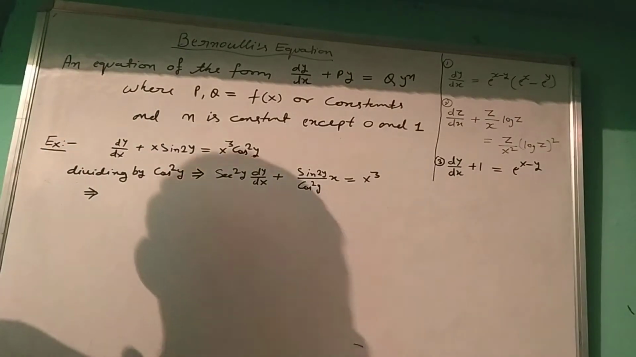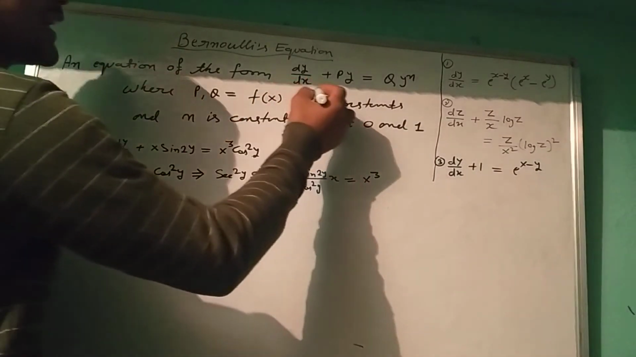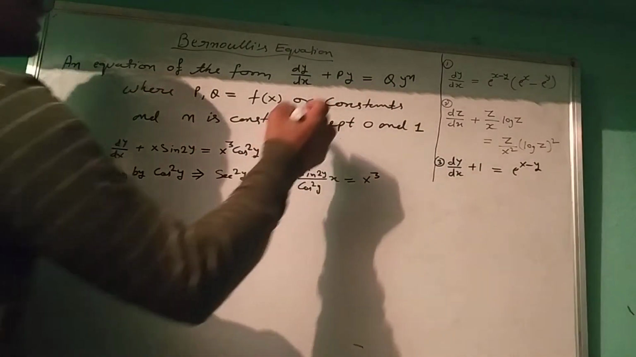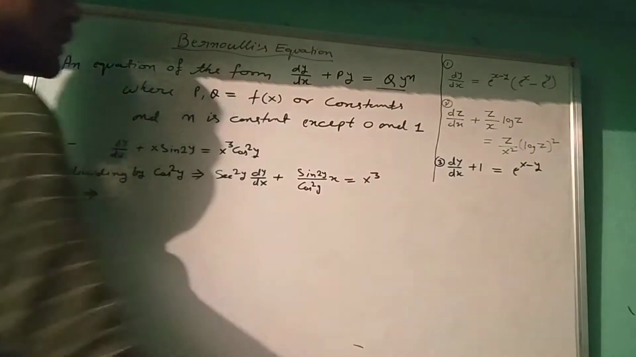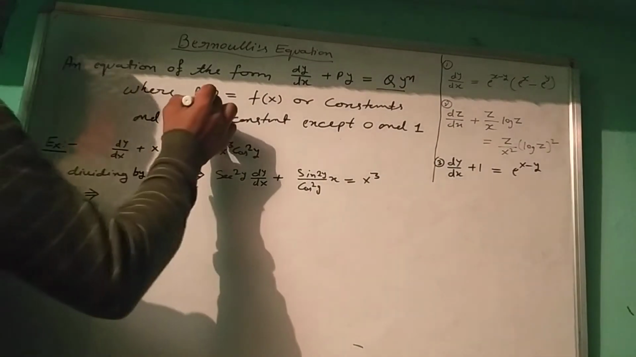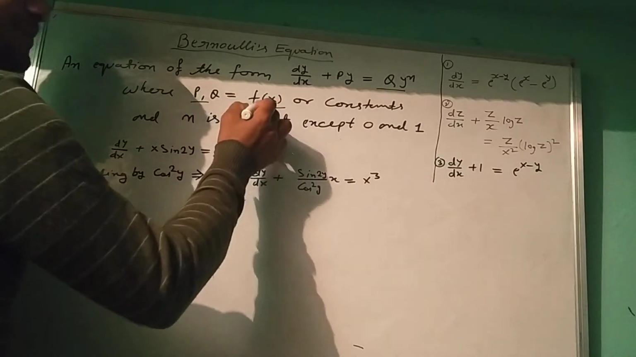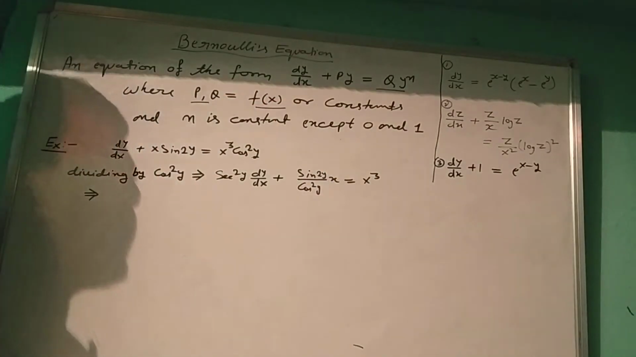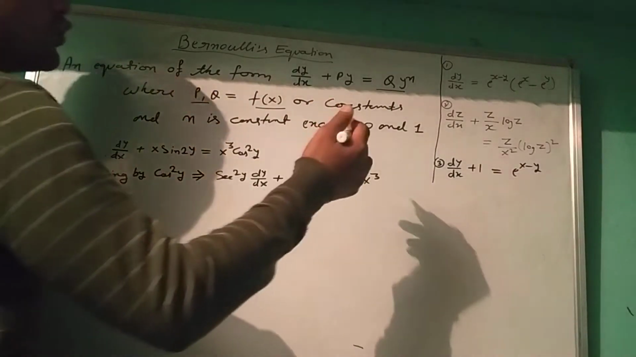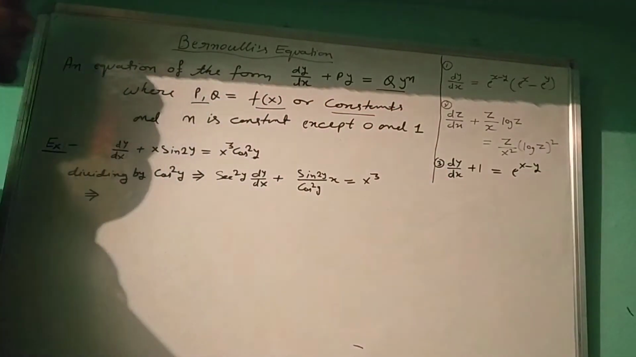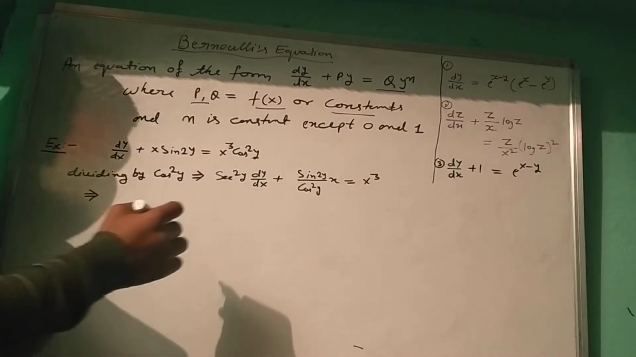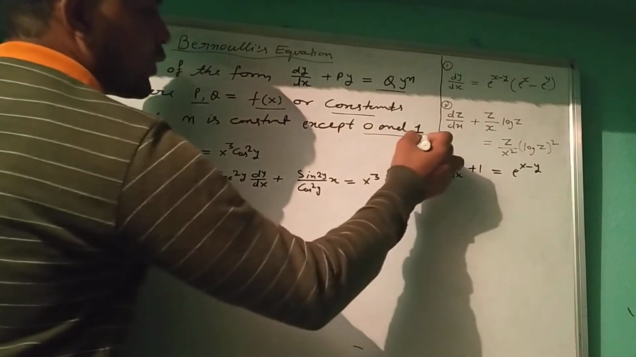Basically, an equation of the form dy/dx + Py = Qy^n is known as a Bernoulli equation if P and Q are both functions of x only, or maybe P and Q are both constants, and n is a constant except 0 and 1.